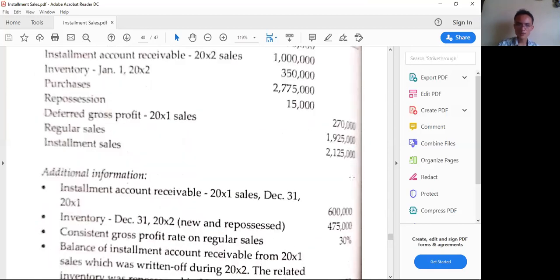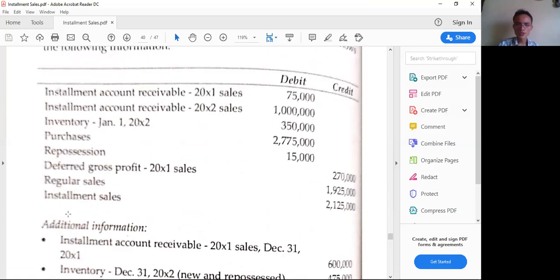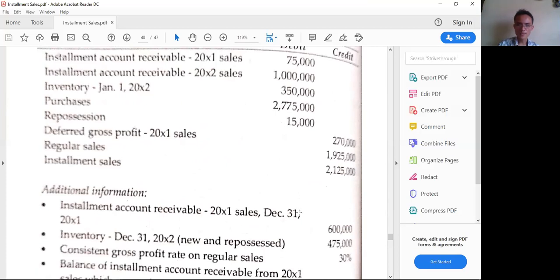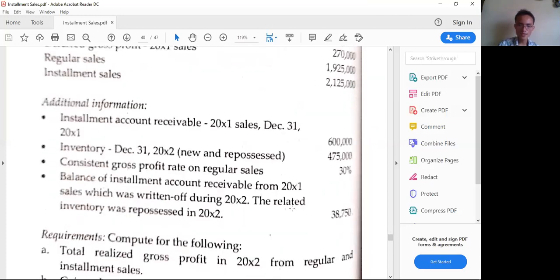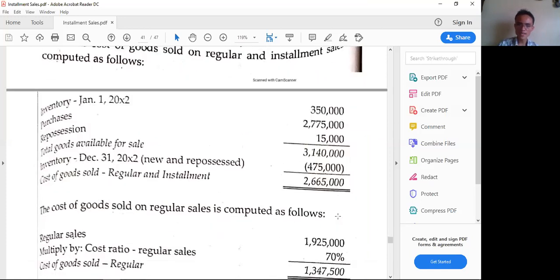Now, what about for 20x1? There is a 600,000 beginning balance, right? That's December 31, 20x1. The ending of 20x1 is the beginning in 20x2. So that's why we have here 600,000 minus the ending in 20x2, 75,000. However, there is a stated item here that this is the balance of the AR that was related to a repossessed inventory. So this was written off. Therefore, this has to be deducted.